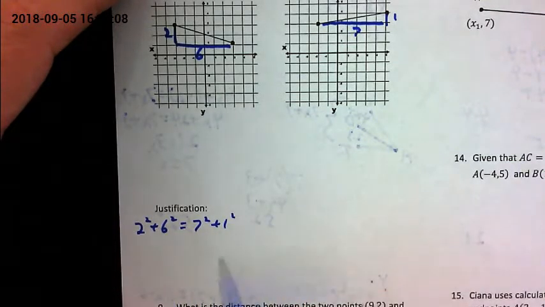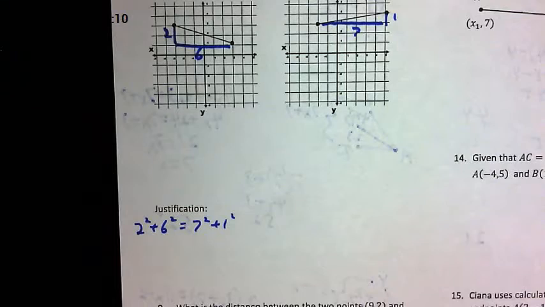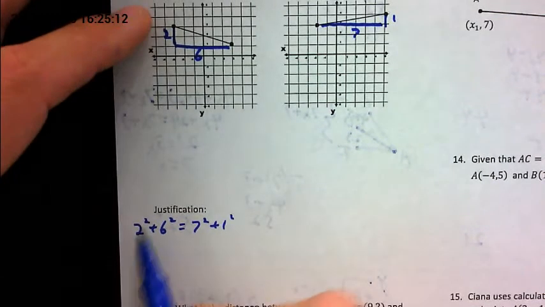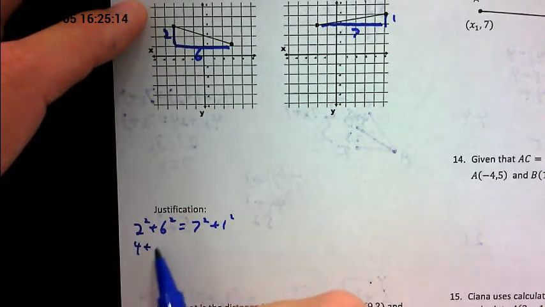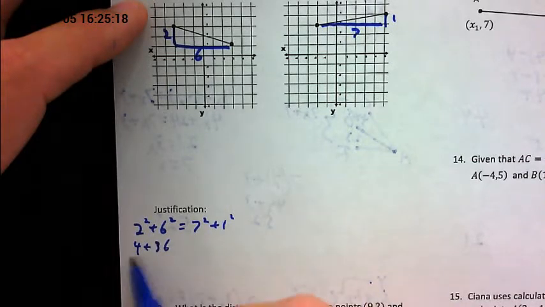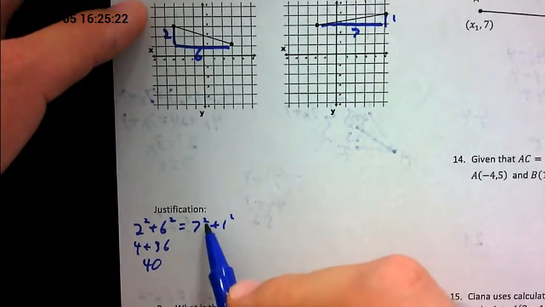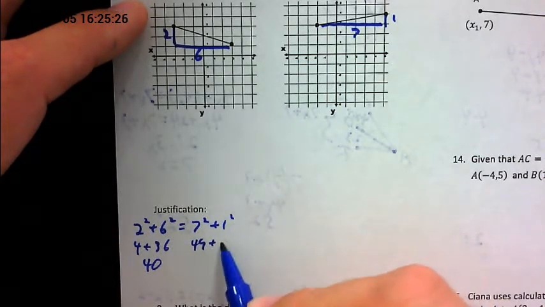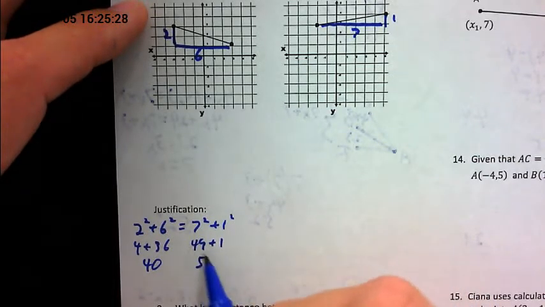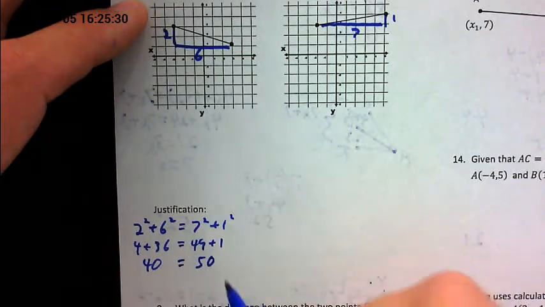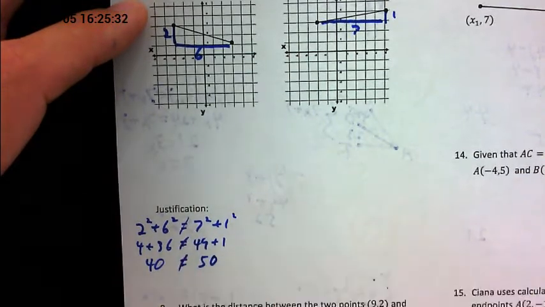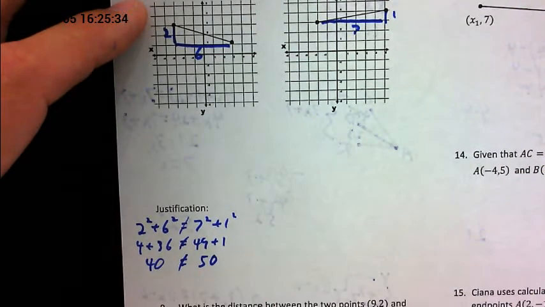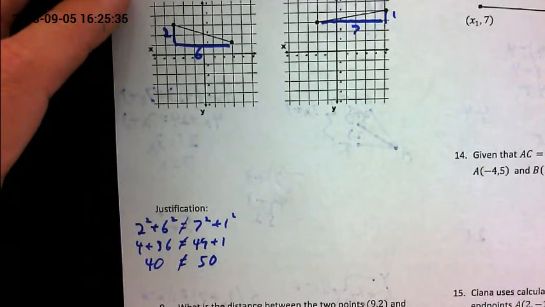So I set my two equations equal to each other because I'm trying to find distance. Is the distance the same? Well, 2 squared is 4. 6 squared is 36. Add those up and you get 40. Well, do I get the same thing over here? 7 squared is 49. 1 squared is 1. Together that's 50. Were those equal? No. So it doesn't work. They are not going to be congruent.